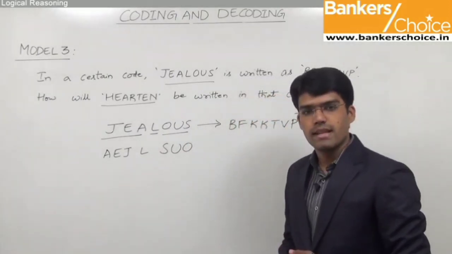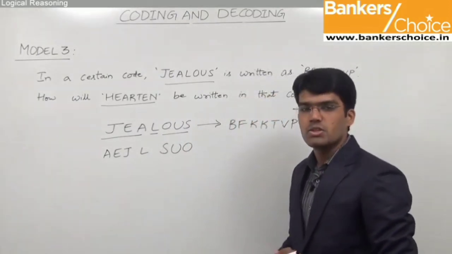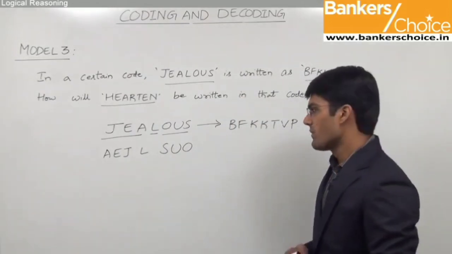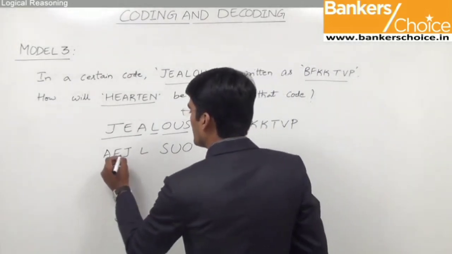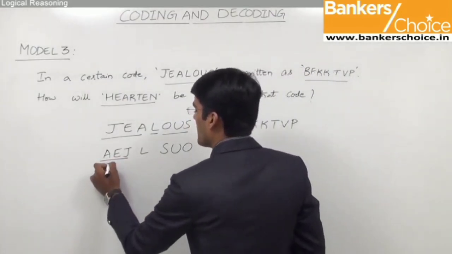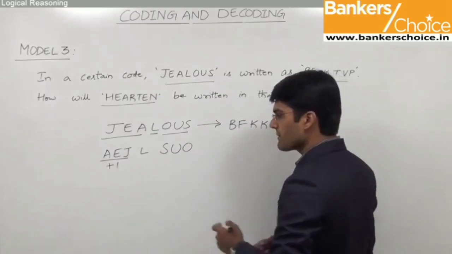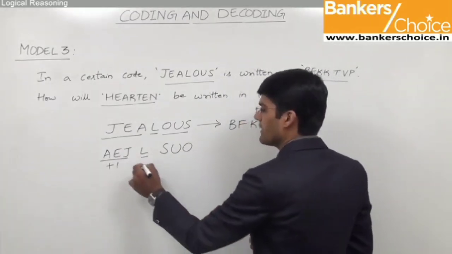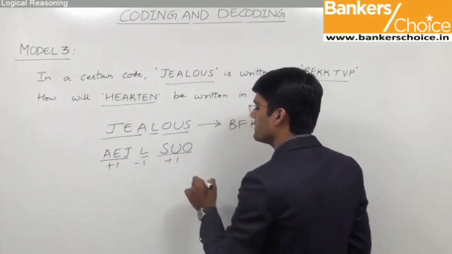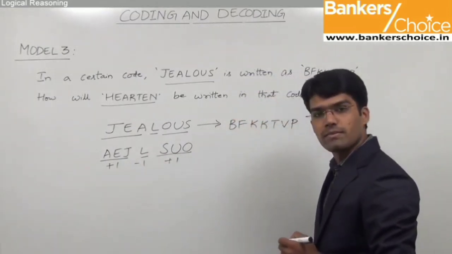And now, the third step is to shift the letters in each of these sets either in the forward or in the backward direction. So, if you can observe from the given code, the letters in the set AEJ have been shifted by 1 position in the forward direction, L has been shifted by 1 position in the backward direction, and SUO is again shifted by 1 position in the forward direction.